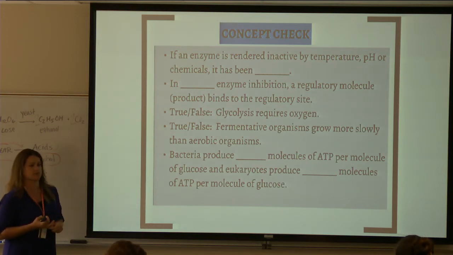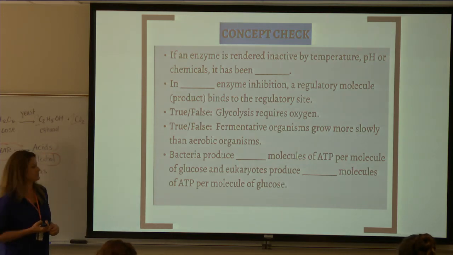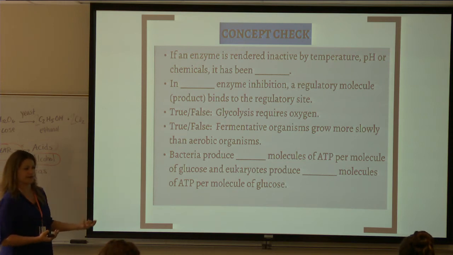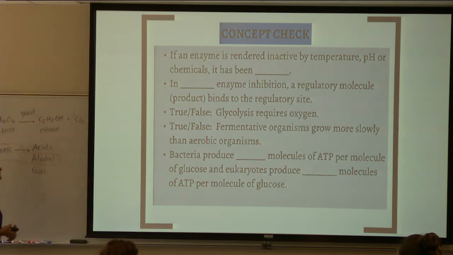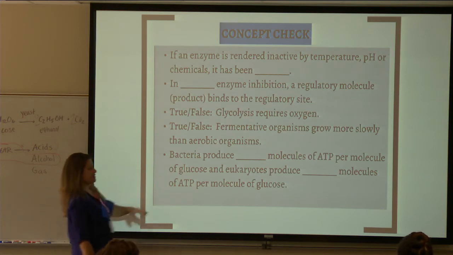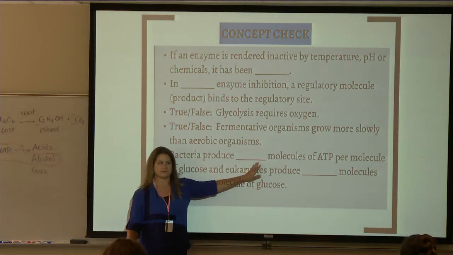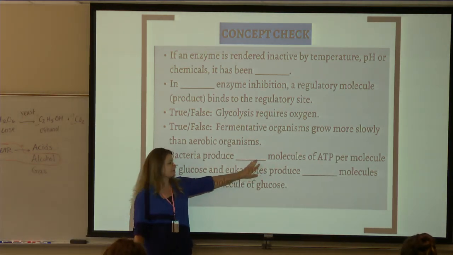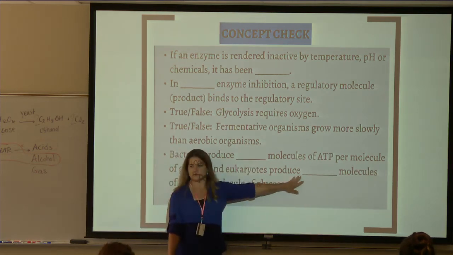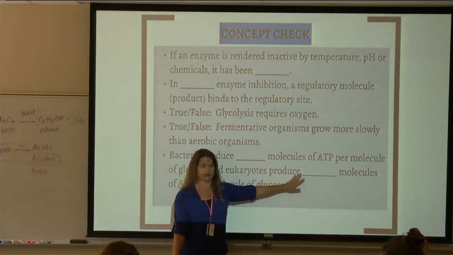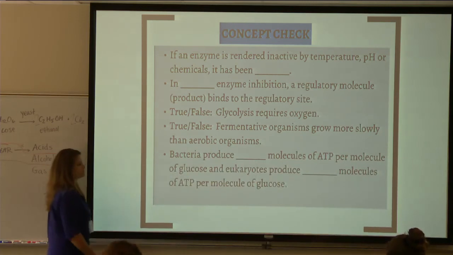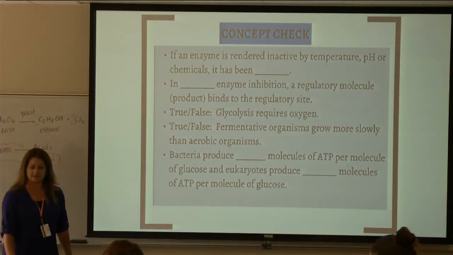Aerobic is much more important, much more efficient. We produce much more ATP, of course, per glucose. And bacteria produce how many molecules of ATP per glucose? 38. Bacteria 38, and then eukaryotes? 36. Remember, eukaryotes produce less. All right, that is it.